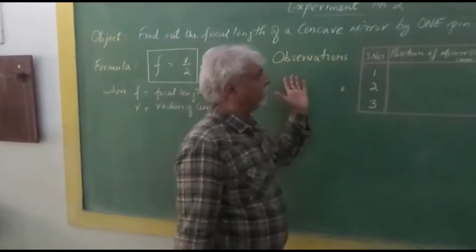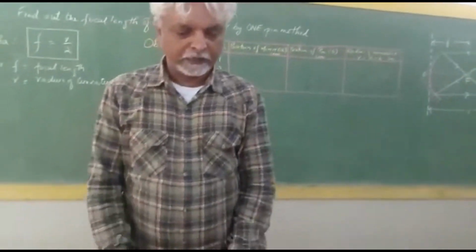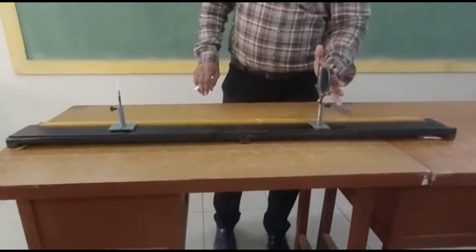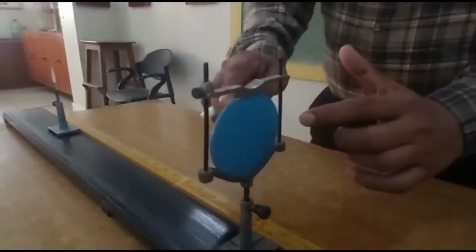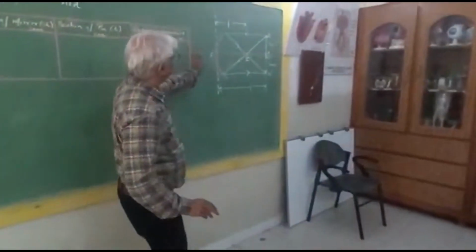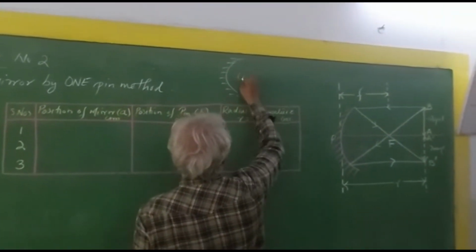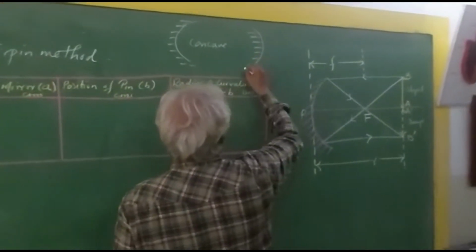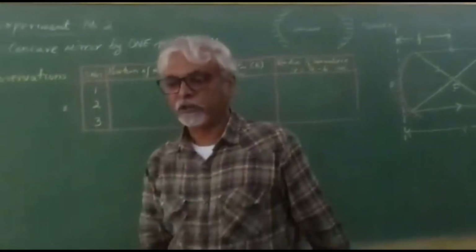Now, this is the observation table, and as you can see, I have this concave mirror. It is polished on one side, a shiny surface, and this area is curved, bulging out like this. This is concave. Opposite to it, if you look at it bulging inward this way, this will be convex. So this is a convex mirror and this is a concave mirror. We are using a concave mirror here.